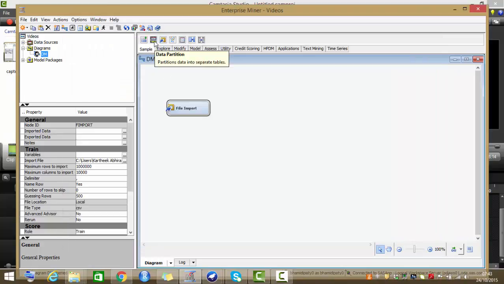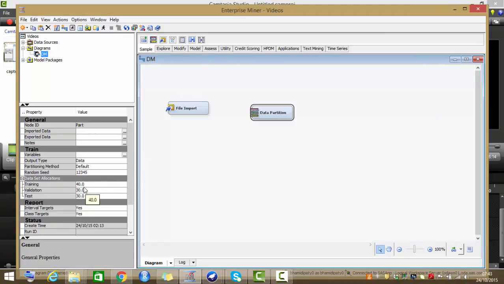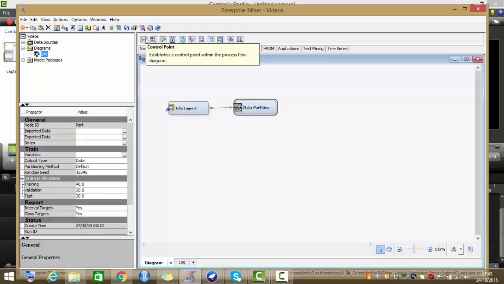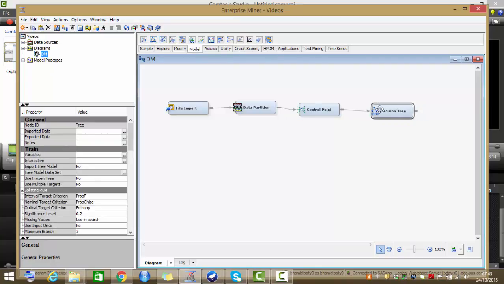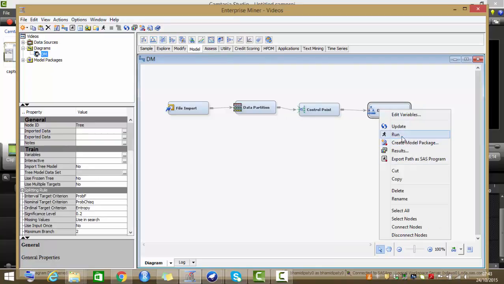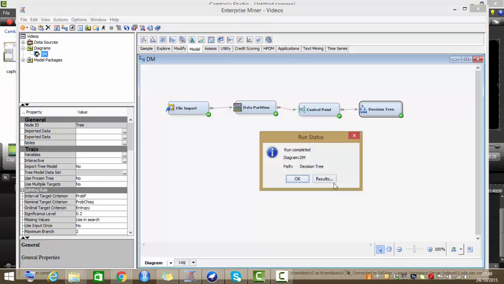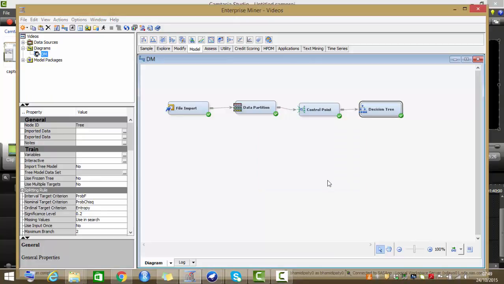So I want to partition the data using the data partition node. I'm partitioning it in the ratio of 40% for training, 30% for validating, and 30% for testing. So I want to build two decision trees here, so therefore I want to use a control point here. So let's build the decision tree. Let us run this. Let us check results for this.